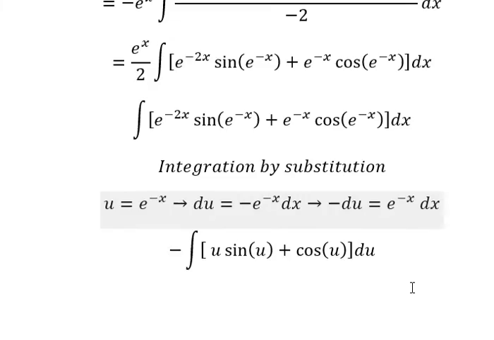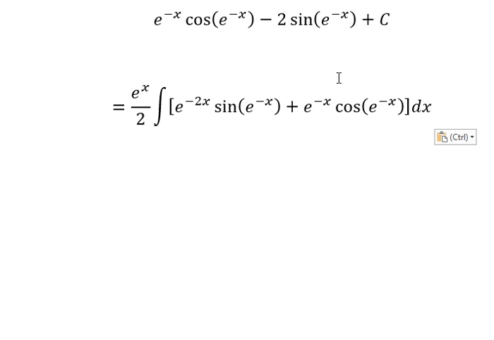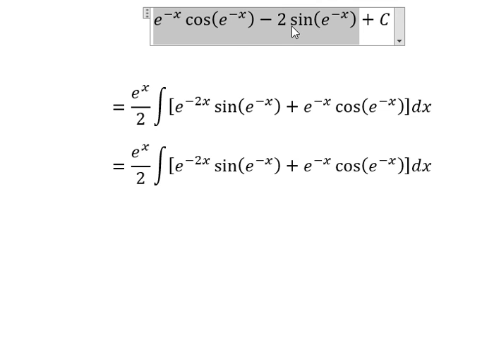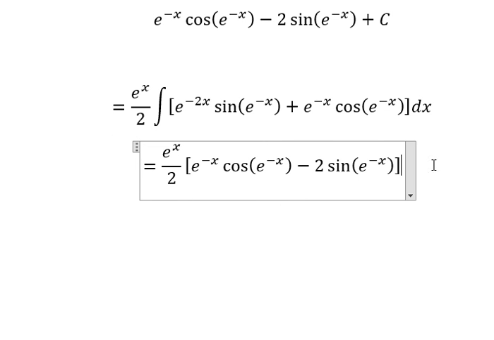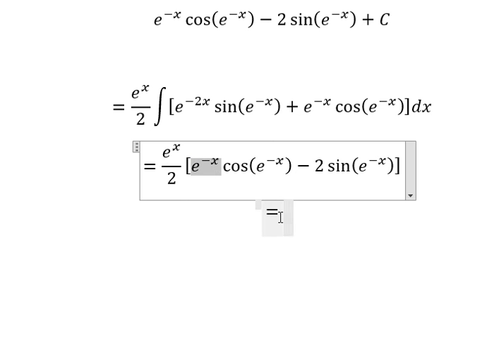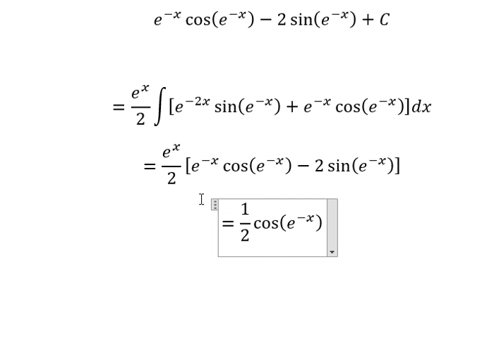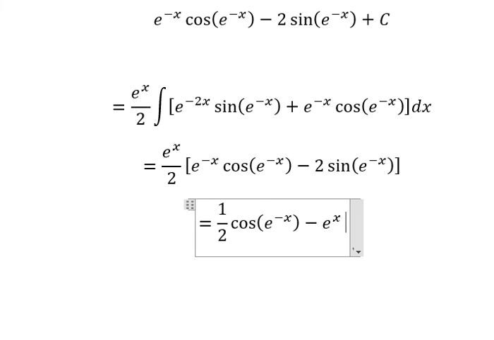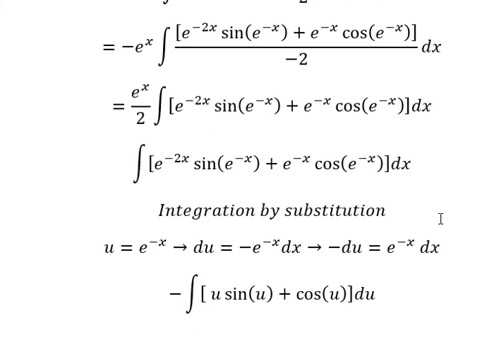And now we go back in here. So this one, we just use this one only. And now we can simplify e to the power of s with this one, we have 1. This one with 2, we have negative e to the power of s sine of e to the power of negative s. Now let's go to the second one.